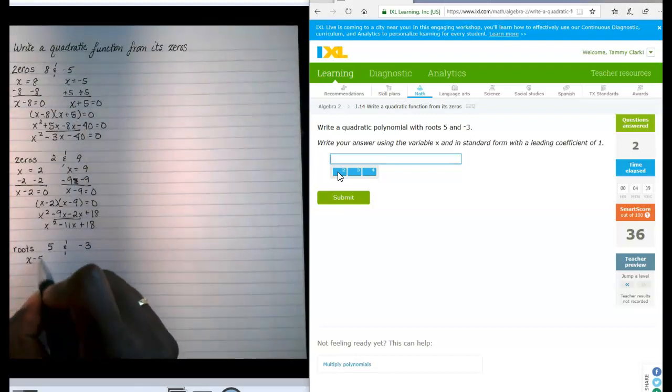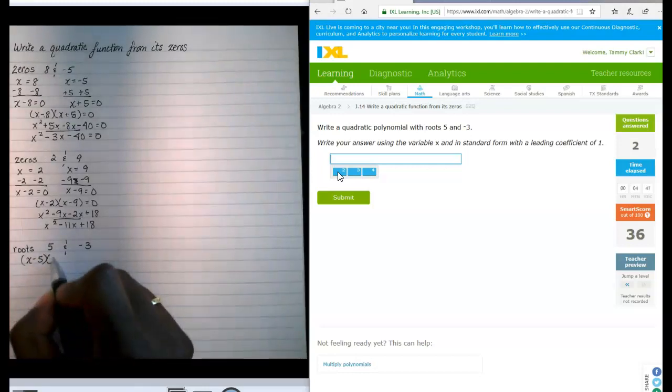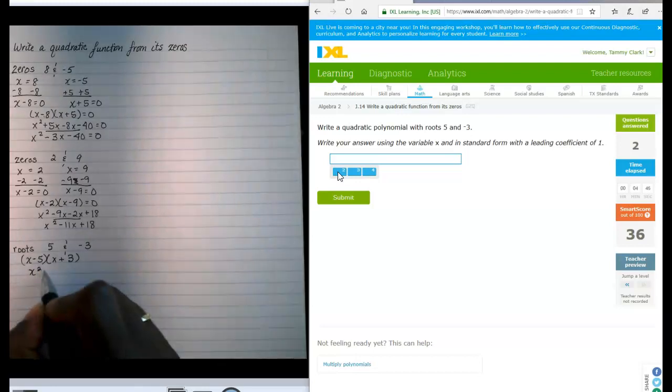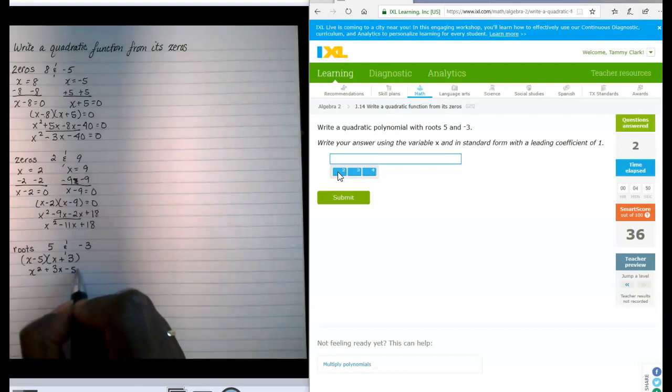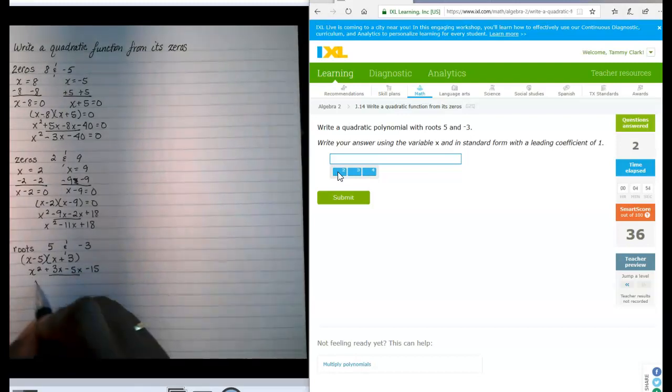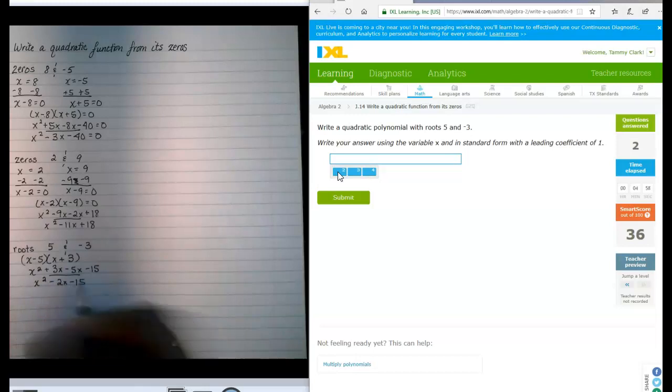So when I look at this, this is what I see. X minus 5 multiplied by x plus 3. And I can just do the math. X squared plus 3x minus 5x minus 15. Combine like terms. So we've got x squared minus 2x minus 15.